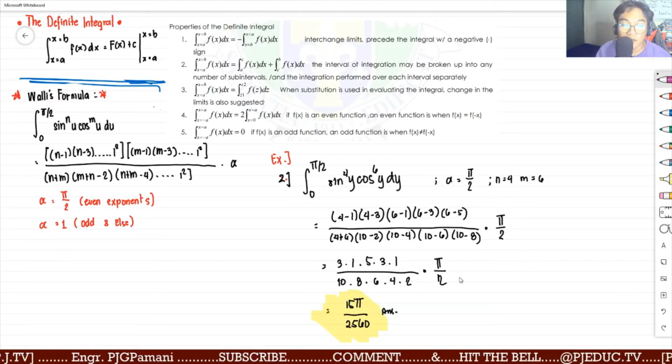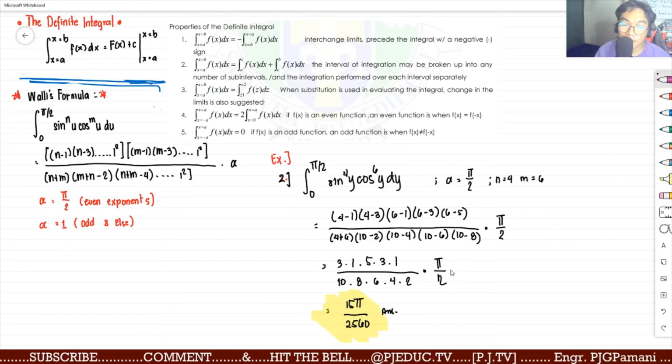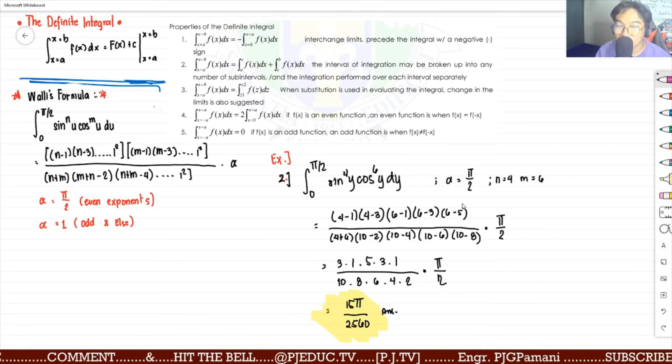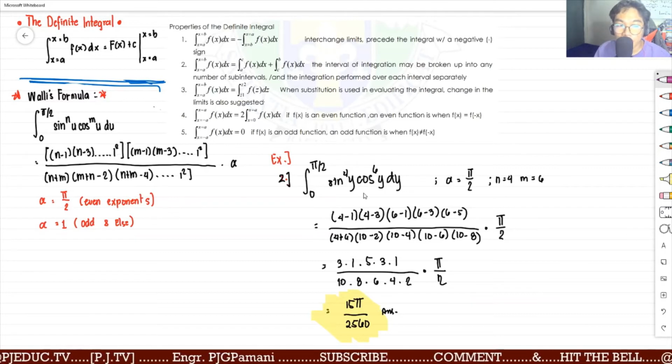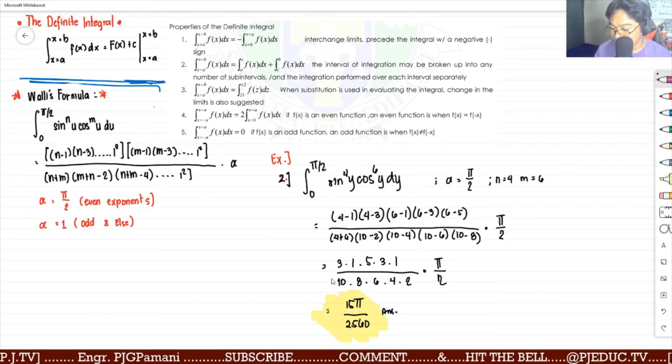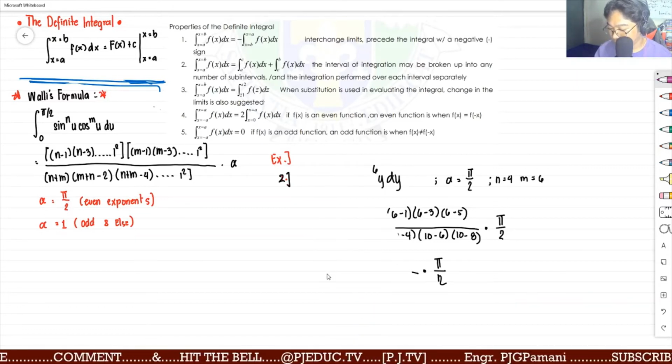Then again, if you're going to apply basic evaluation and transformation of trigonometric functions involving sine and cosine, dalawang type or integral formula ang gagamitin mo. And sobrang haba ng solution yan for sure. Lastly, an example for Wallis formula.